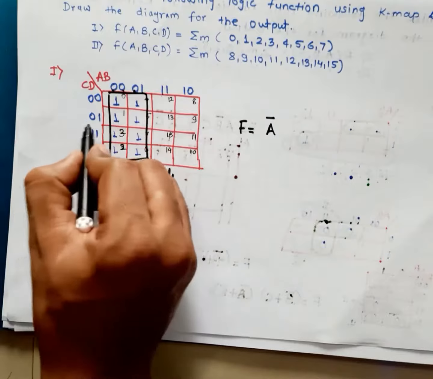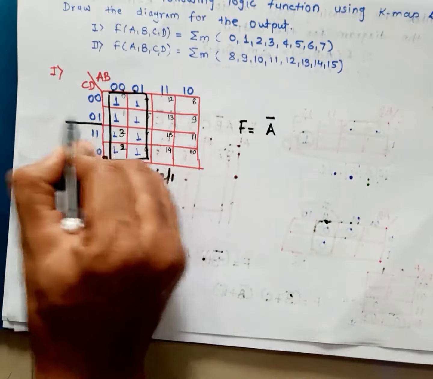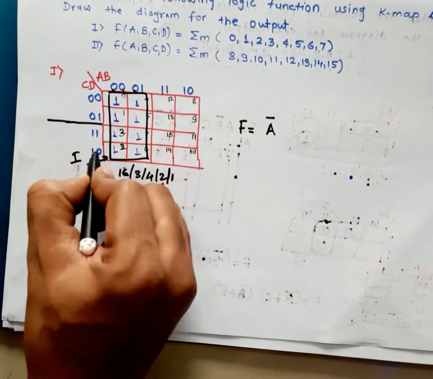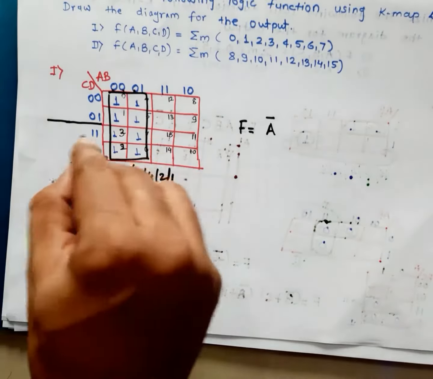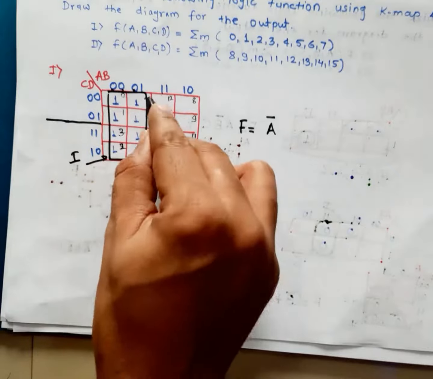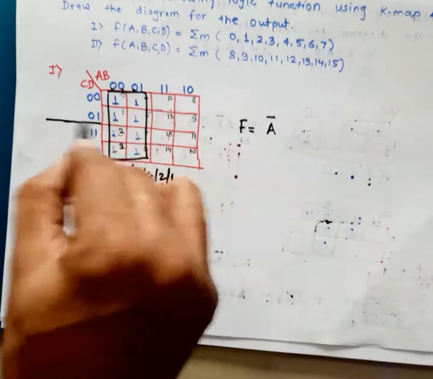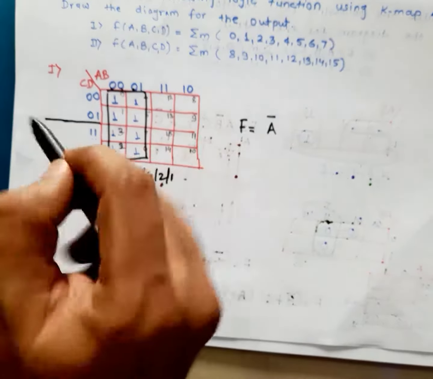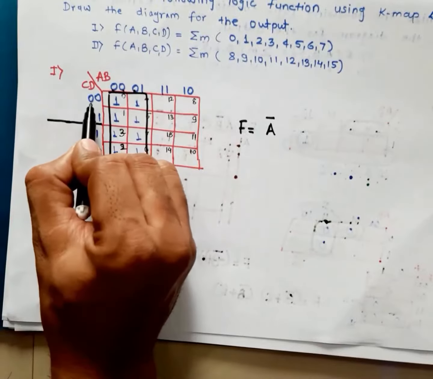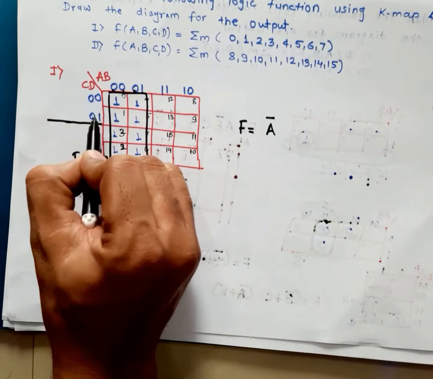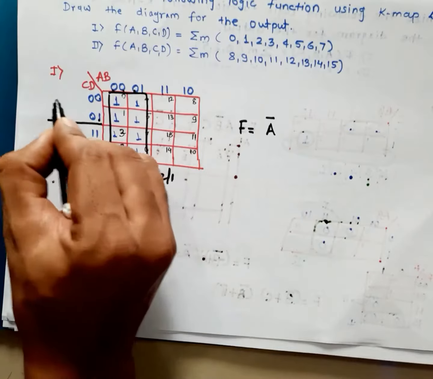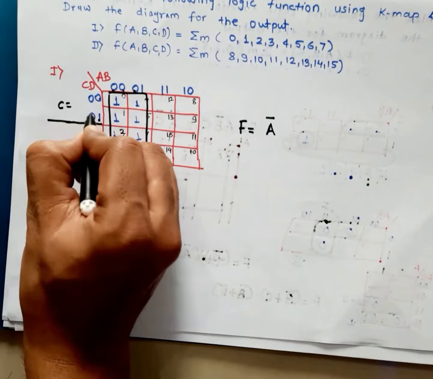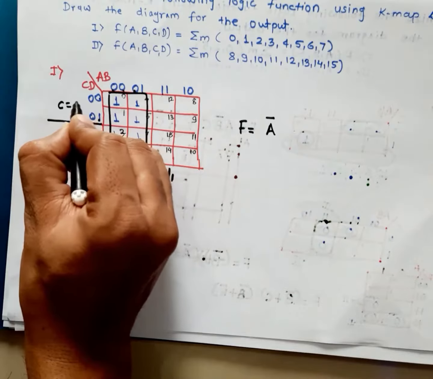Now first we consider the first 2 values, and then we calculate the values for the remaining 2 rows, because for this particular group all 4 rows are considered. Now see here, for the first 2 rows the value of D is 0 and 1, so it gets eliminated, and the value of C is 0.